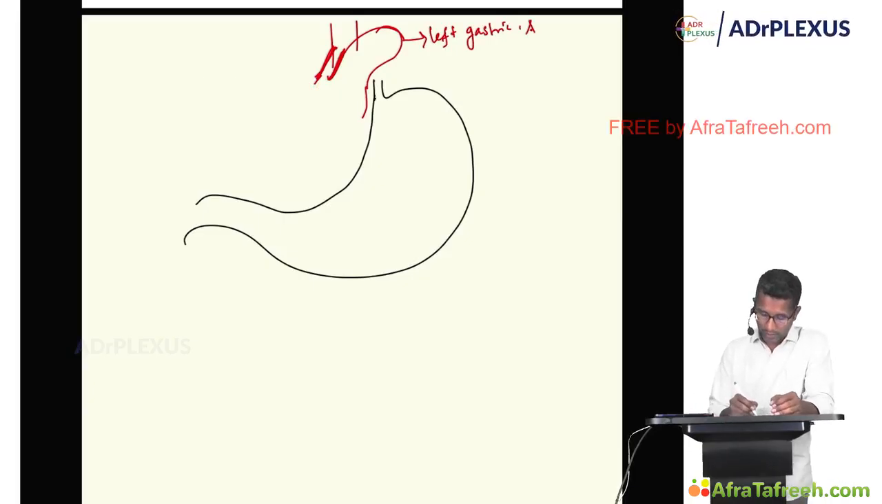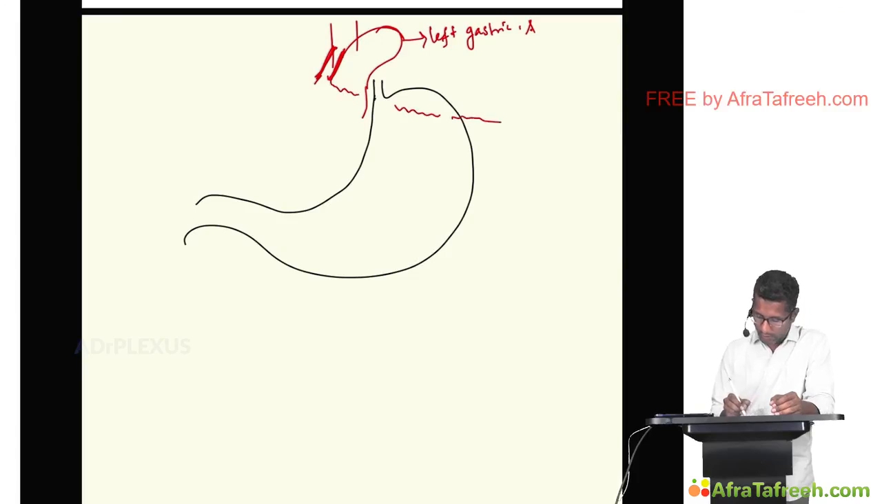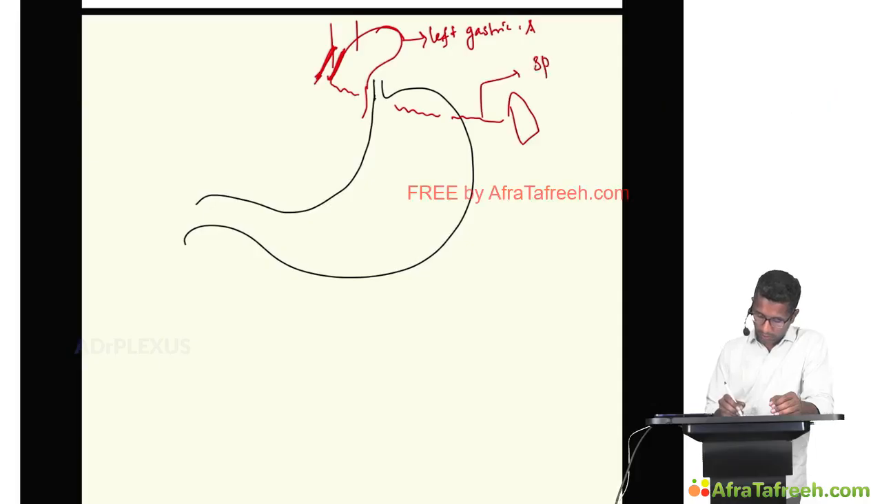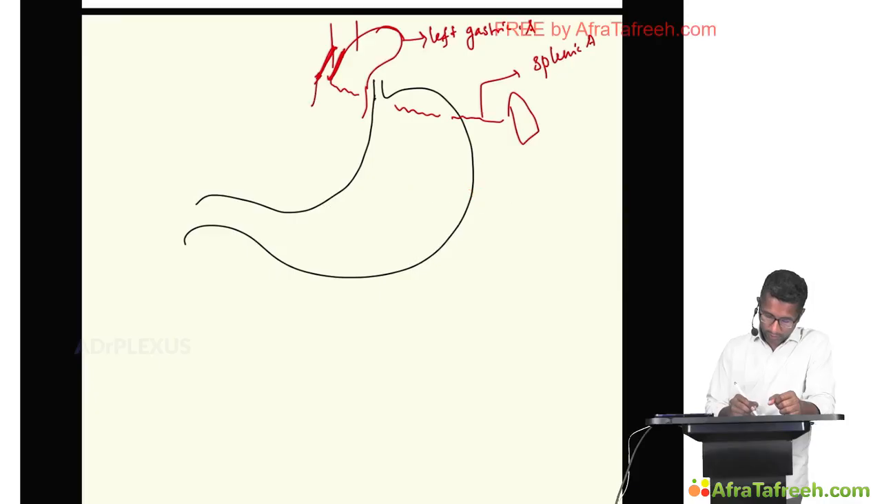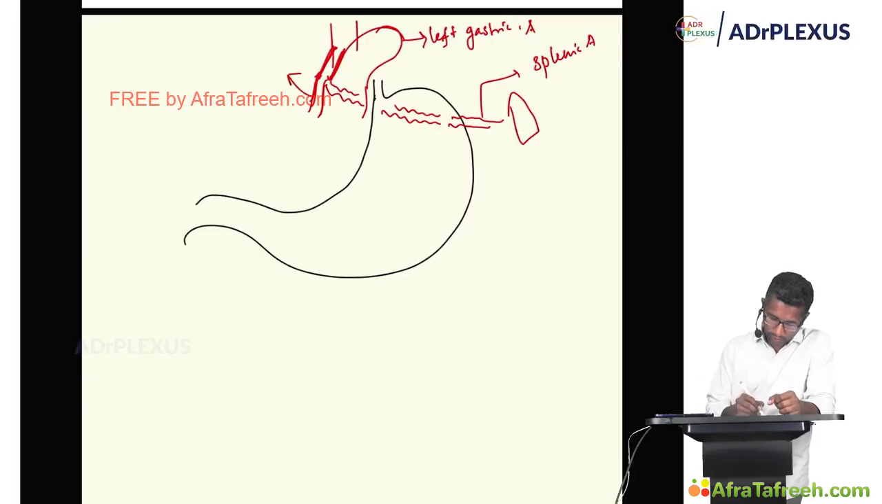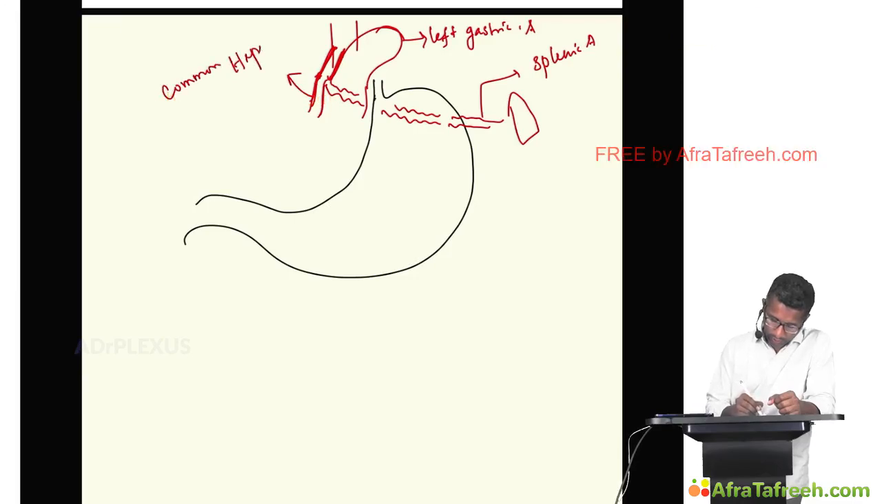Then there is an artery which is a direct continuation of the celiac trunk, which runs behind the stomach in a tortuous fashion and goes to the spleen. This artery is called the splenic artery. Now the celiac trunk finally gives a branch called the common hepatic artery. So what you get here is the splenic artery, and what you get here is the common hepatic artery.